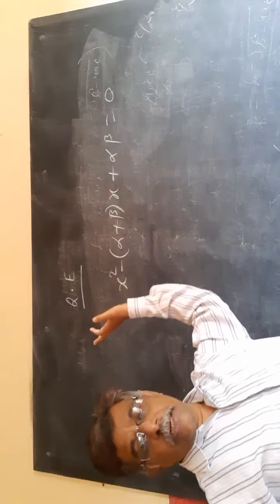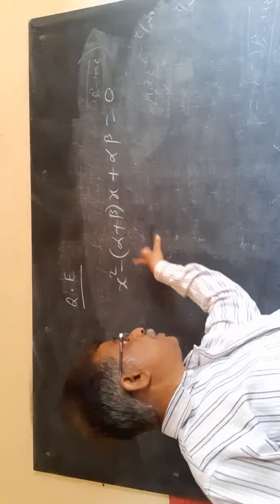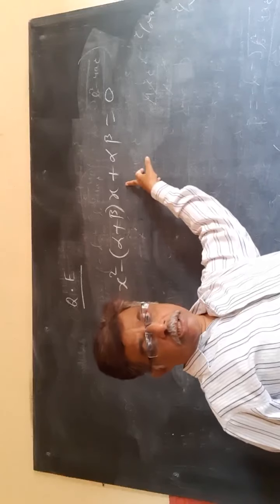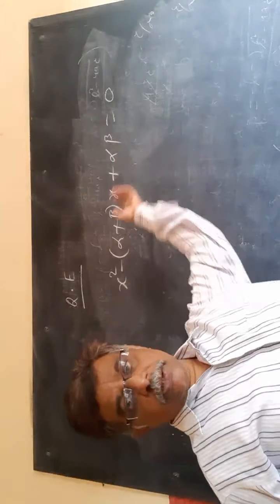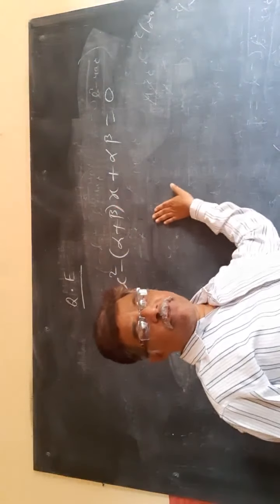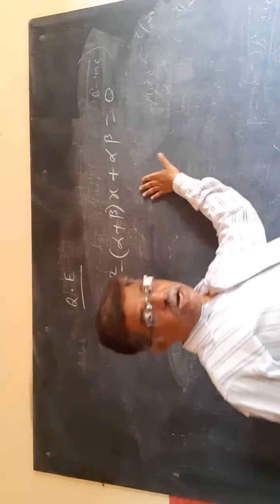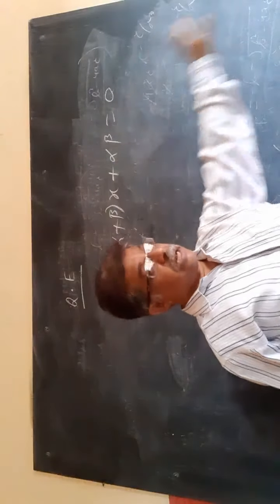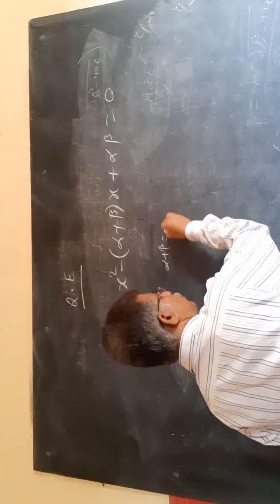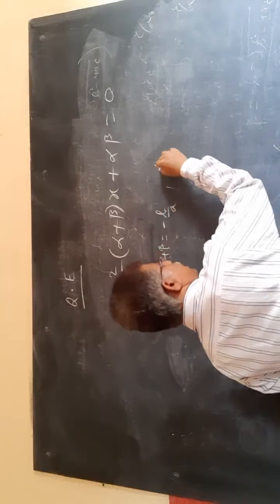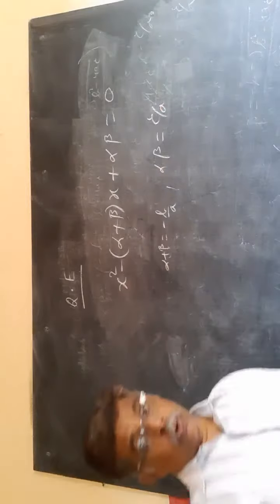If I take a common, x square plus b by a x, which means minus of (alpha plus beta) x plus alpha beta, is nothing but c by a. So the equation with roots alpha, beta you can write as x square minus (alpha plus beta) into x plus alpha beta equal to 0, where alpha plus beta is always equal to minus b by a, and alpha beta equal to c by a. This is what we can conclude.